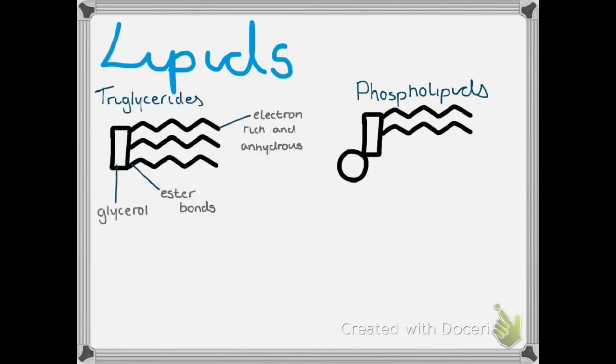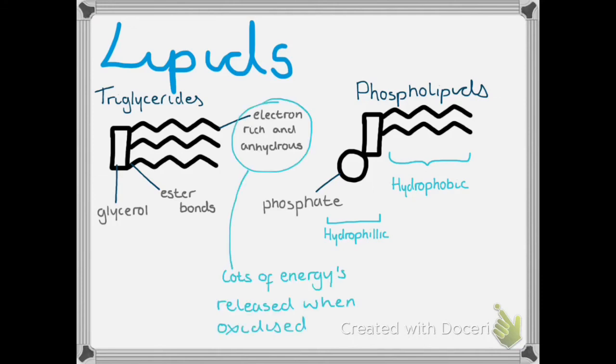Triglycerides are made up of a glycerol joined to 3 hydrocarbon chains by an ester bond. These chains are electron-rich and anhydrous. Your phospholipid is very similar, apart from it only has 2 hydrocarbon chains and there is a phosphate head. That means that it has a hydrophilic, which means water-loving head, and a hydrophobic or water-hating tail. Quick note to add, the fact that these tails are electron-rich and anhydrous means a lot of energy is actually released when they're oxidized.